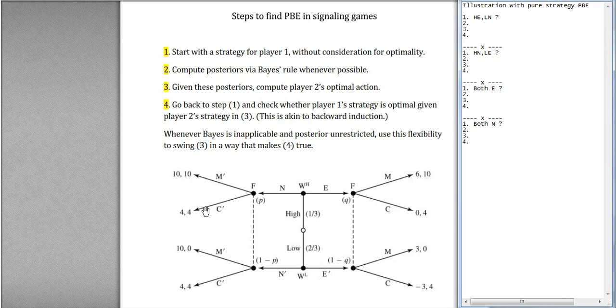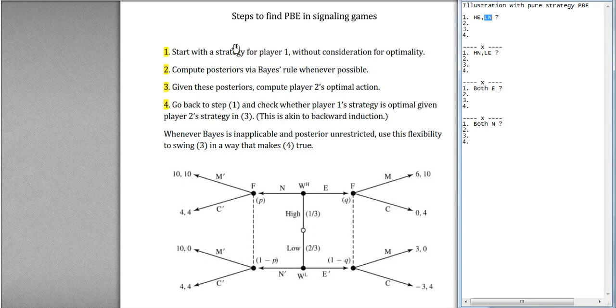The payoffs I'm not going to discuss here. I assume you're familiar with them. All right, so this is the education signaling game, and we are going to now go through all possible pure strategy equilibria to try to identify them. So let's start out with the possibility that the high ability type gets educated and the low ability type does not get educated. That's step number 1. We've specified a strategy for player 1. And we don't know yet whether it's optimal.